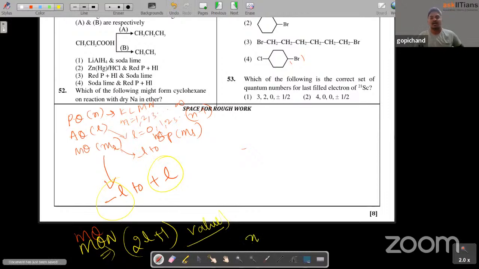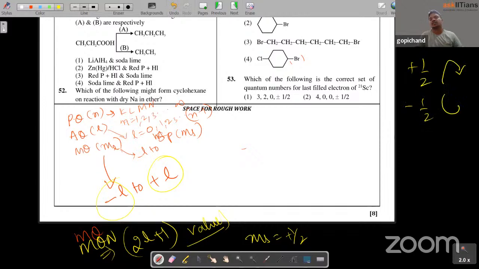And the last one is ms. Ms will be plus half and minus half, which are the orientation of the electron, or the spin direction of an electron. One will be clockwise and the other anti-clockwise. So plus half if you take clockwise and minus half if you take anti-clockwise. These are not fixed values. Many a time students get confused that plus half must be taken as clockwise and minus half as anti-clockwise. There is no need to confine yourself to this. These are arbitrarily assigned values. These are not fixed values.